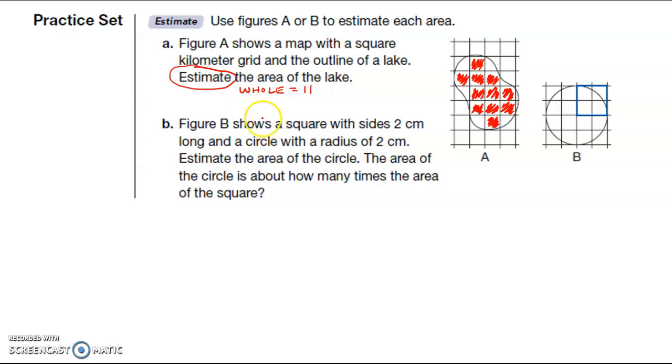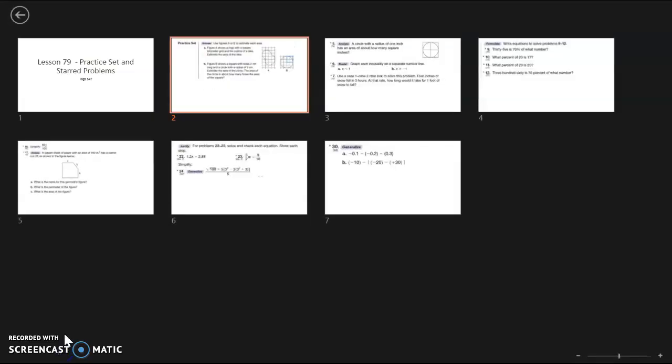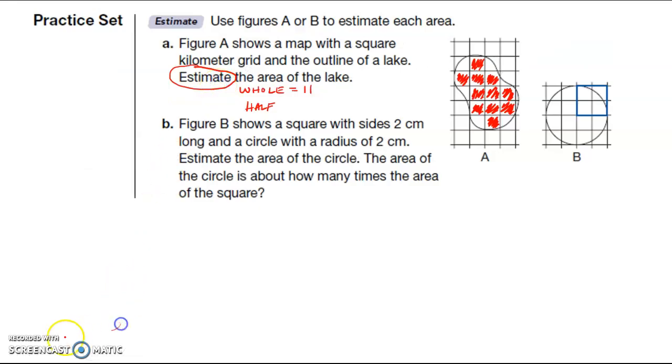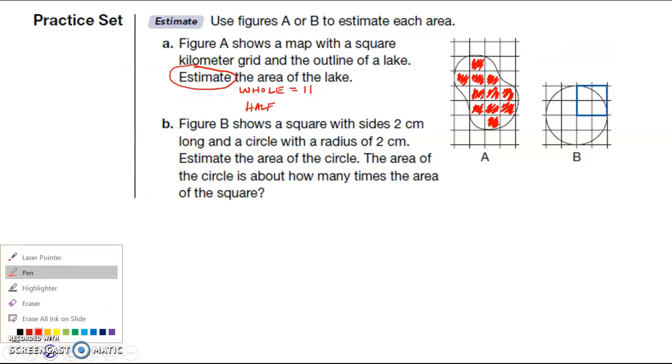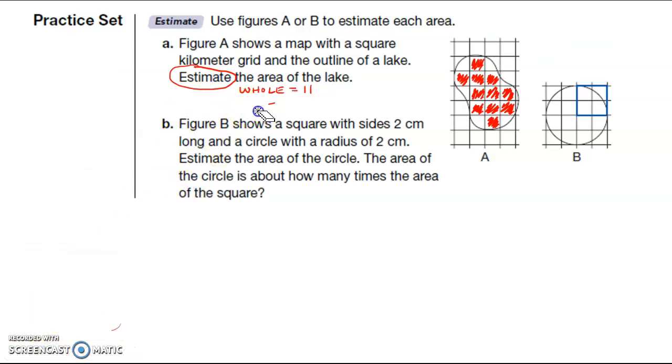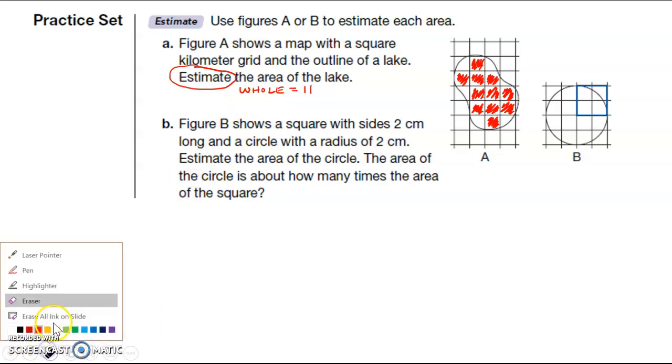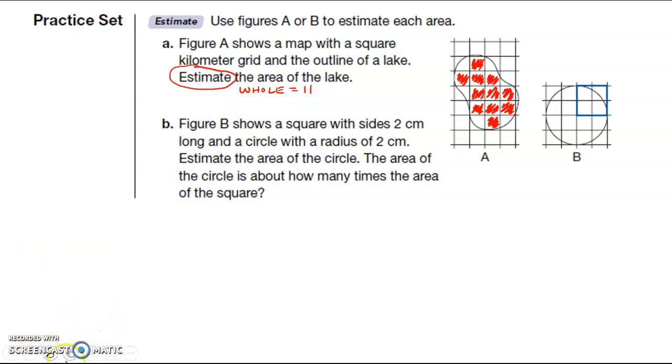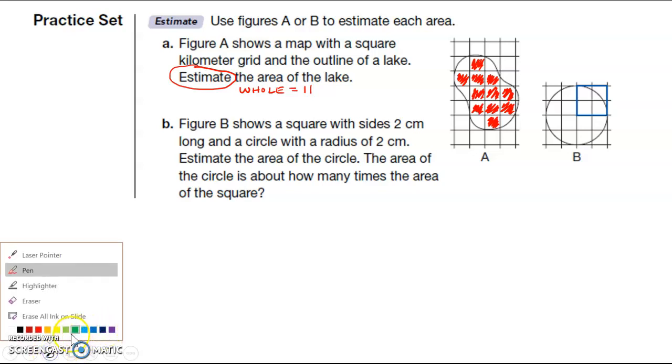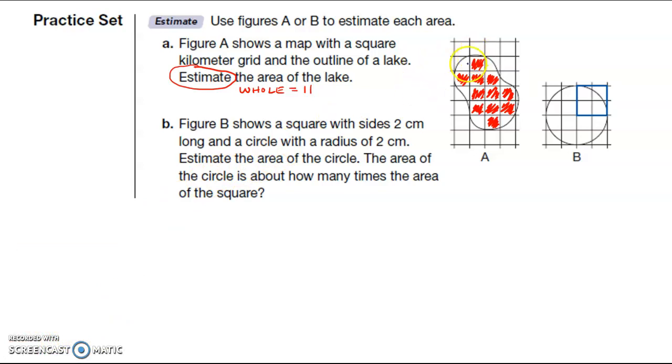And then we have some partial squares. So how about some half squares? Let me change colors so you can differentiate between the half squares and the whole ones. I don't really want it to look like Christmas. Can we look at purple? Okay. So let's say this is about a half square.